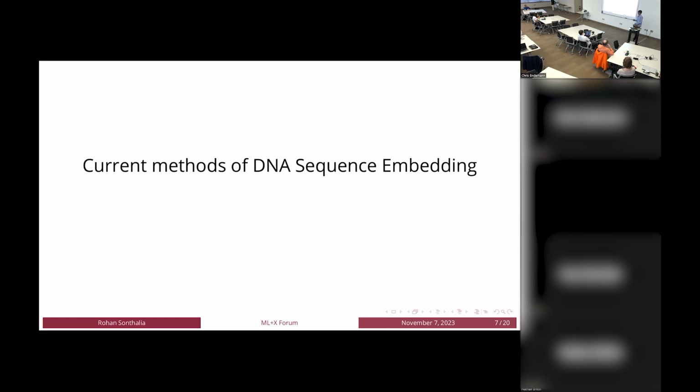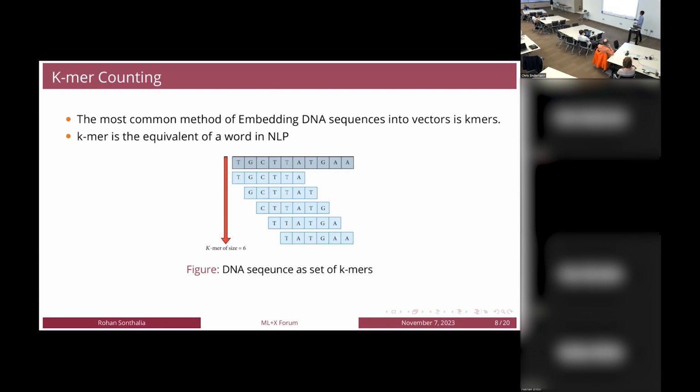Now, moving on to the current methods of DNA sequence embedding. What I mean by DNA sequence embedding is basically embedding your DNA sequences into vectors so that those vectors can be pushed into machine learning or deep learning models. The most common method right now is embedding them into k-mers, also known as a process called k-mer counting. Now, k-mer is basically the equivalent of a word or a token in natural language processing. So what you do is you take a large sequence, you define a value of k, and then you break down that sequence into subsequences which have a length of value of k.